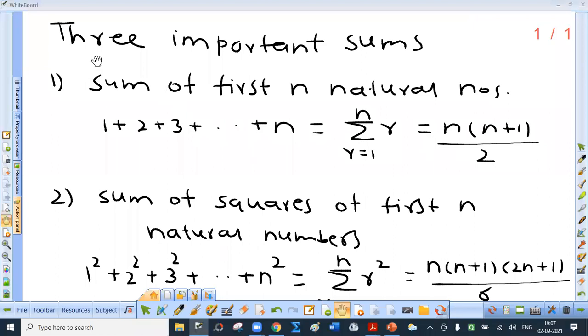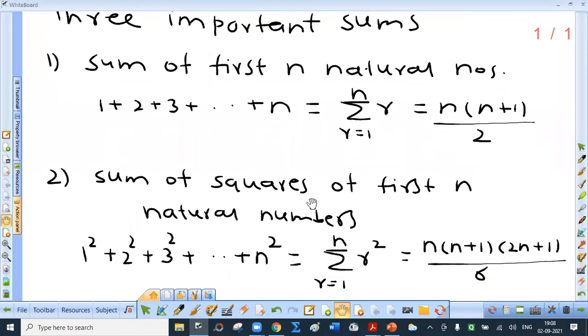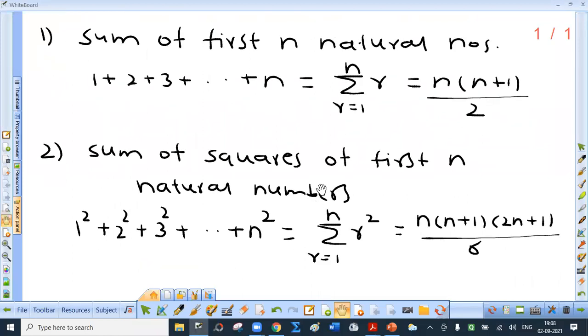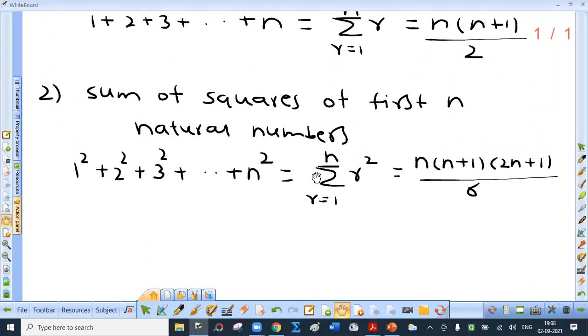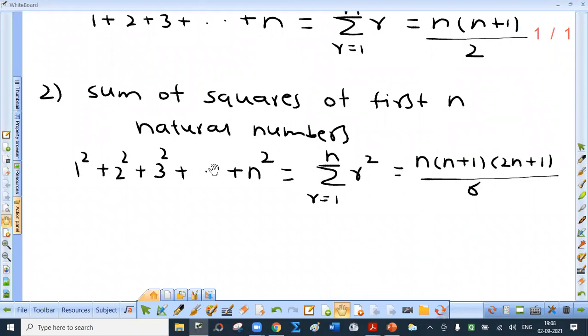So write down, give the title, 3 important sums. Number 1, sum of first n natural numbers, 1 plus 2 plus 3 up to n, that is sigma r, r goes from 1 to n, is n into n plus 1 by 2. Second, we are going to prove this. Sum of the squares of first n natural numbers, that is 1 square plus 2 square plus 3 square up to n square, that is sigma r square, r goes from 1 to n, is what? n into n plus 1 into 2n plus 1 upon 6. Now we prove this.